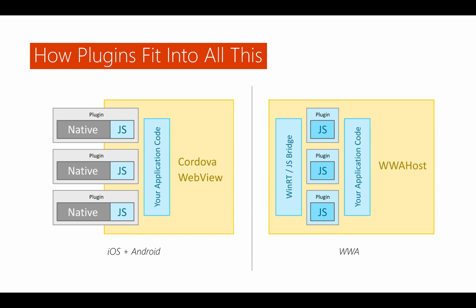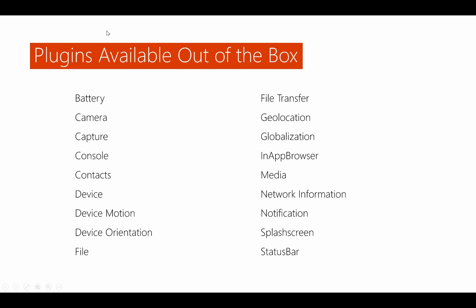The way this works is pretty simple. The way your application is structured for iOS, Android, and Windows is very similar. You have a container. That container is the web view control for iOS and Android. It is the Windows Web Application Host, short for WWA host, in the Windows Web Application world. And your application code runs inside it. Your application code is very much isolated for the most part, except for the plugins that allow you to cross between the container that contains all of your application code and the code responsible for interacting with device capabilities. Out of the box, we provide you with a bunch of plugins that you can easily add to your application: battery, camera, contacts, device motion, all these things are available for you.